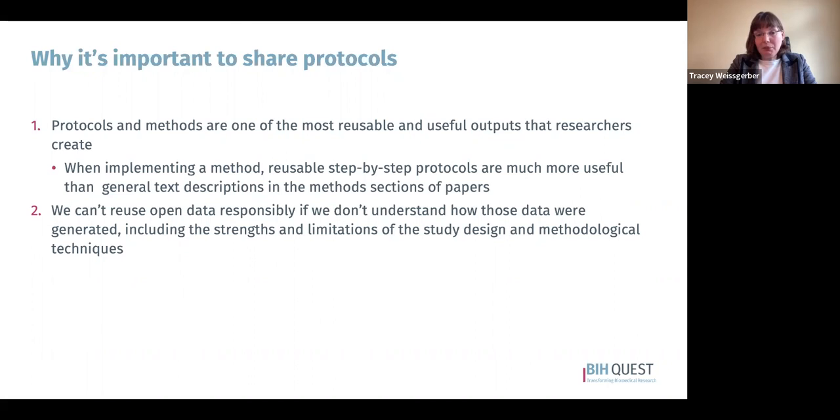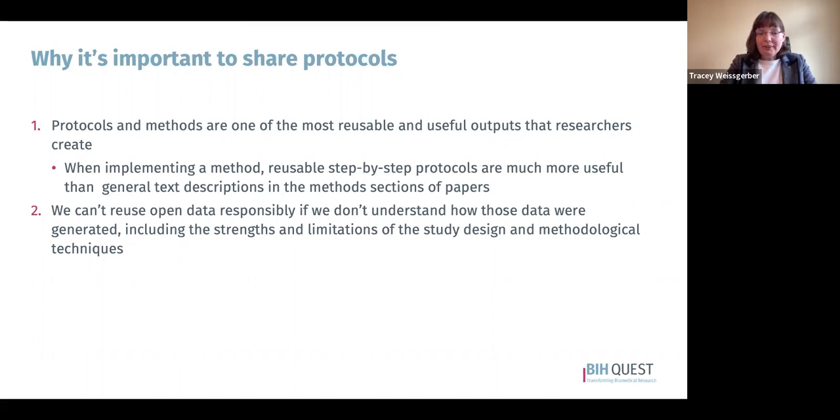And this is a problem because of all of the things that we produce, our methods and our protocols are one of the things that others can most easily reuse and are most likely to want to reuse in the context of their own work to build on our research. So when we're implementing a method, reusable step-by-step protocols are often much more useful than the general text descriptions that we find in the method sections of papers. And I'll show an example of this later.